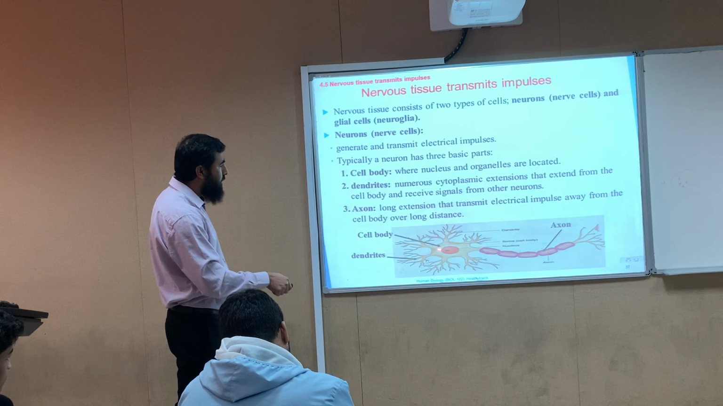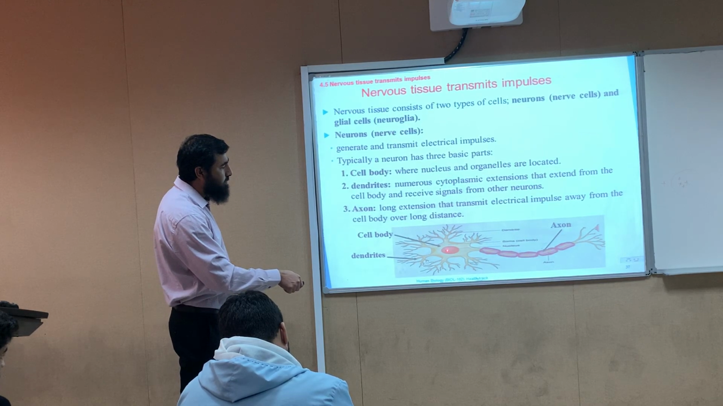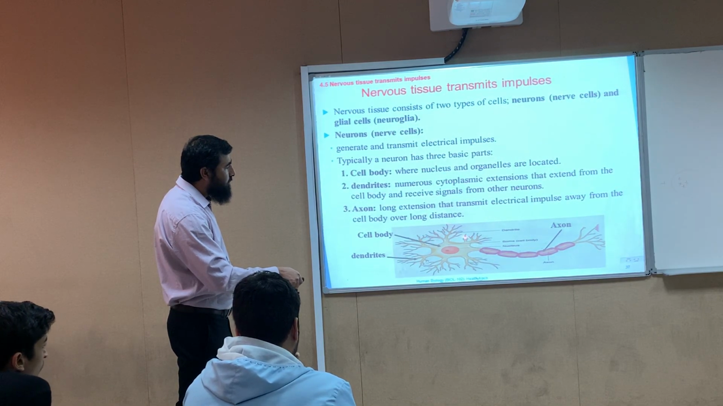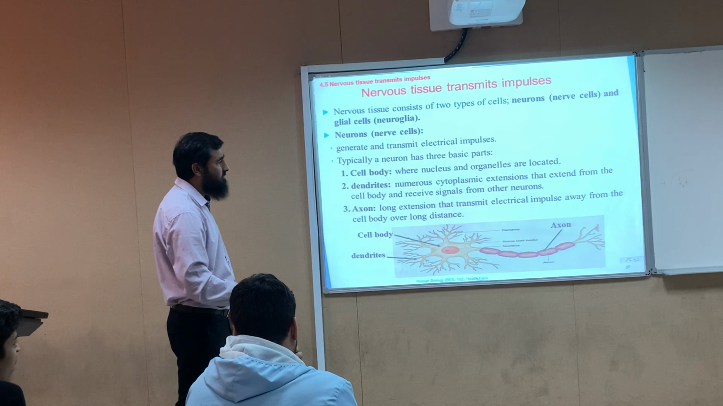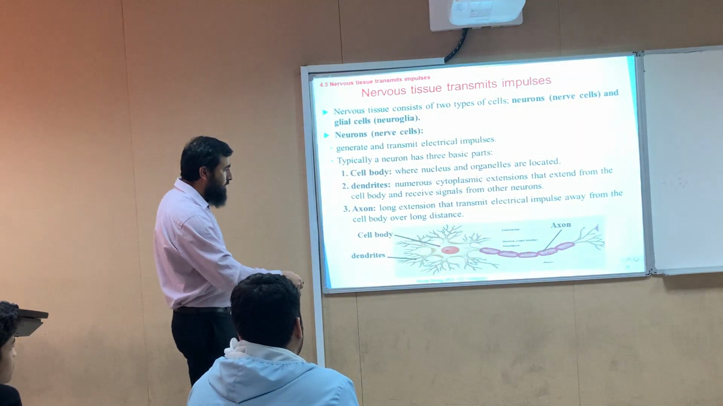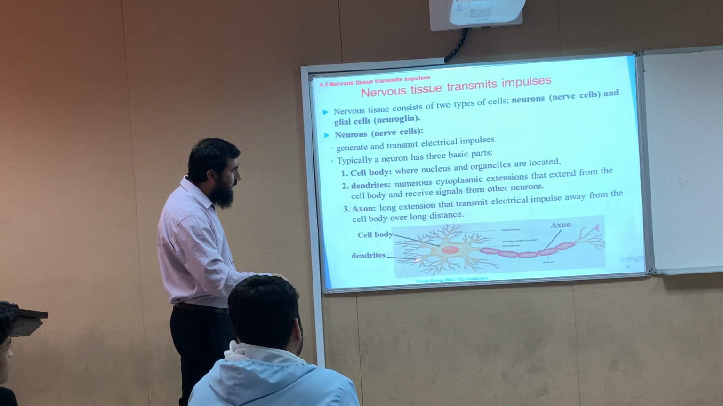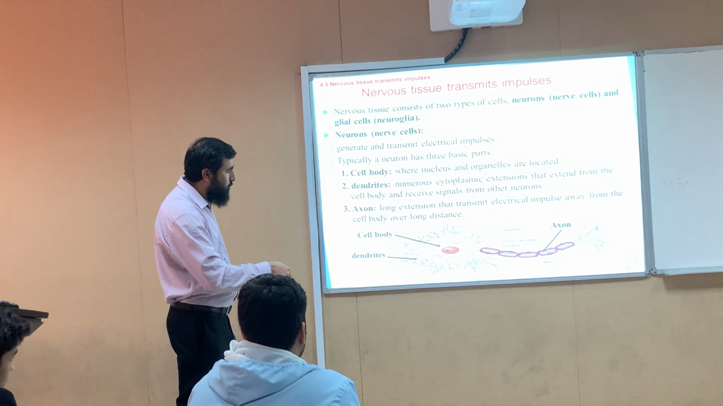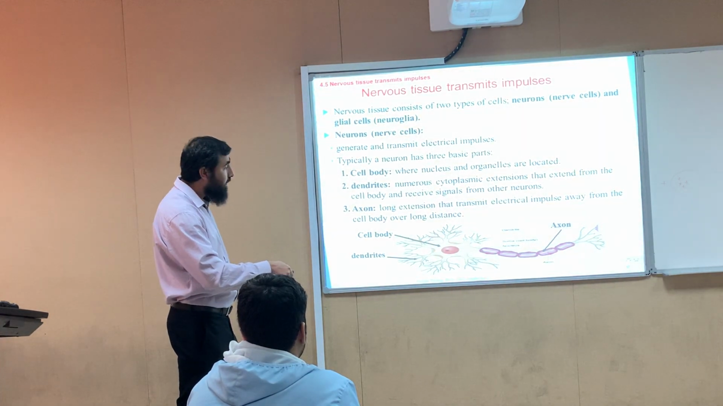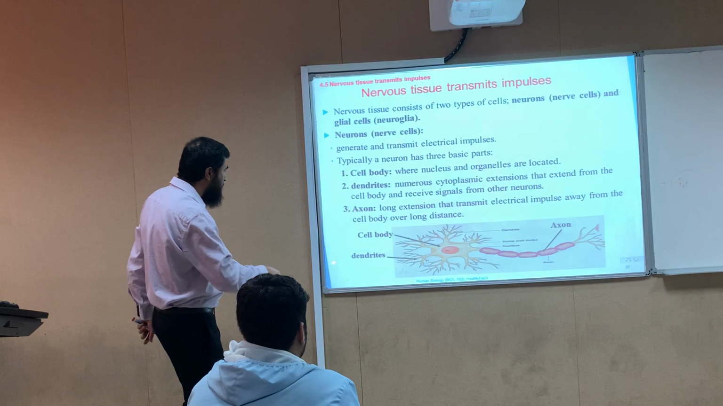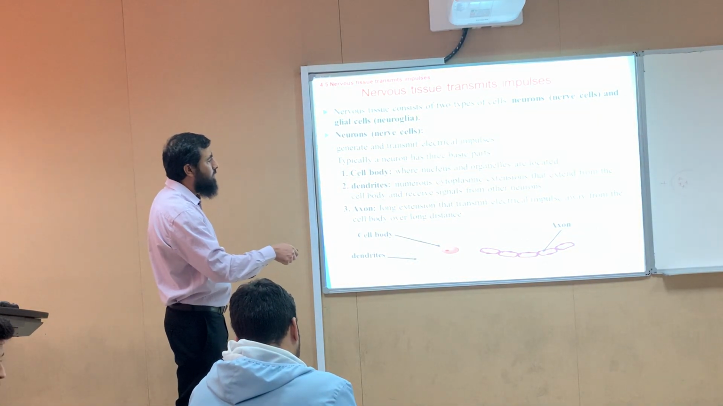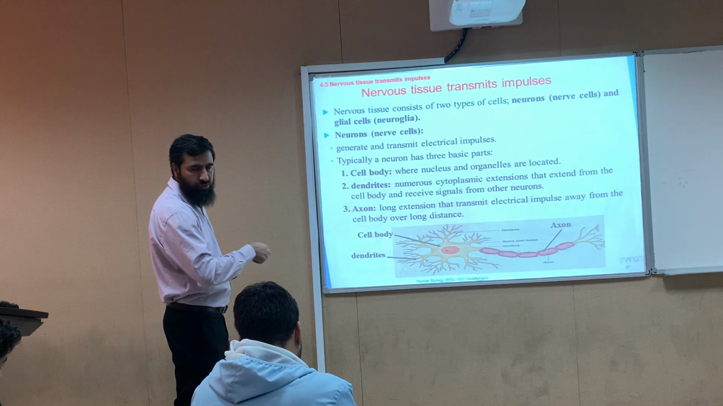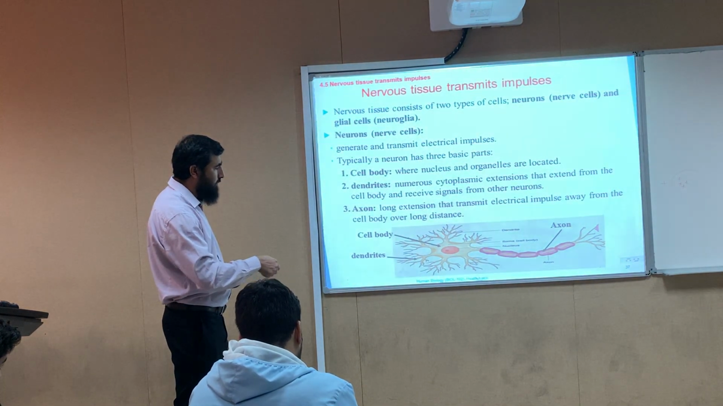We have the cell body here, which contains the cytoplasm and the nucleus. Then the dendrites, these finger-like extensions that come off the cell body and look like a tree. They pick up the transmission from a neuron before, so another neuron joins to this one. So it receives signals from other neurons, through these extensions from the cell body.